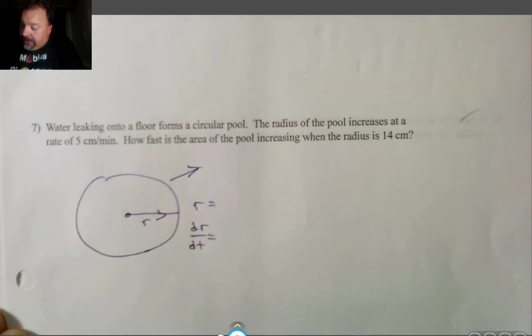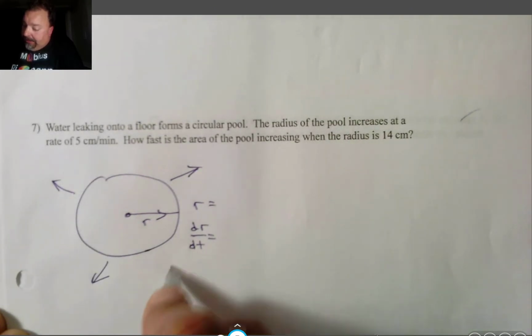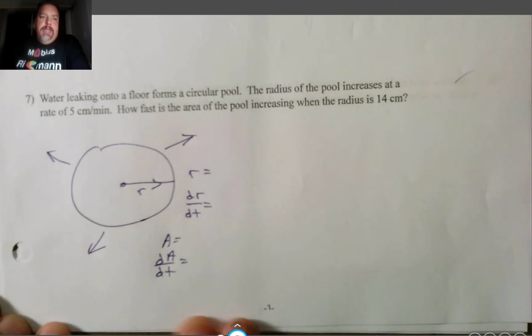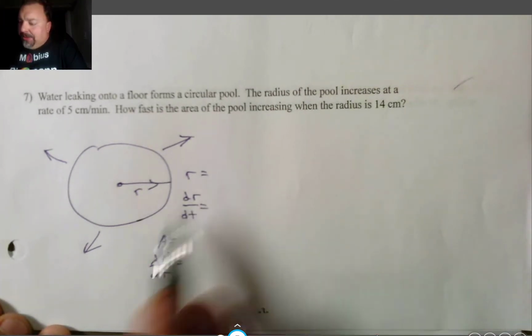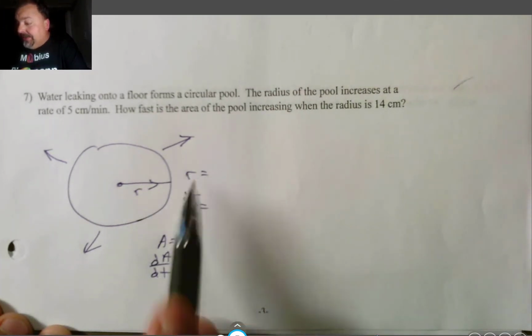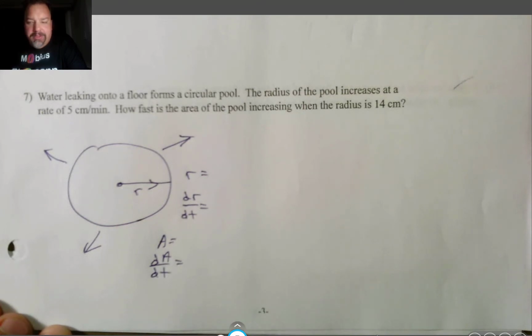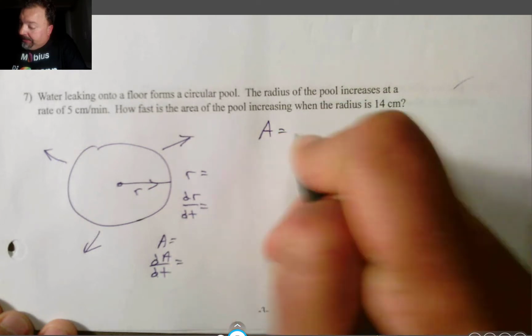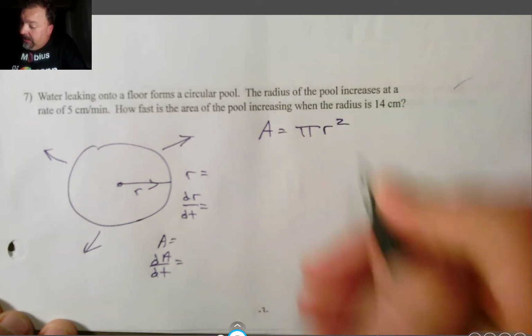So the radius is going to go out, and therefore the circle is going to go out, and the area, we're also talking about area, that's going to change, and that means that we're going to have a rate of change for the area. Now we want to be able to relate these, radius and area. What's the formula for the area of a circle that uses the radius? Well, that's area is equal to pi r squared.